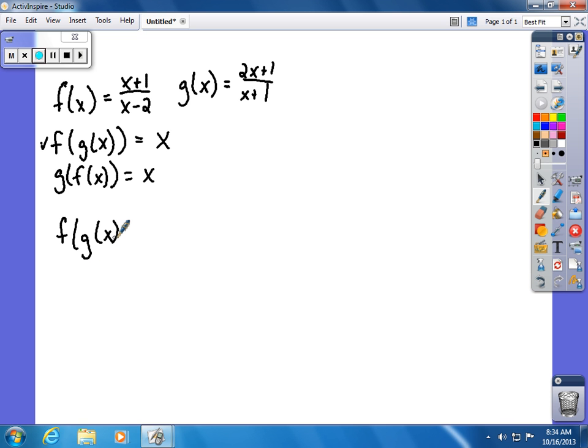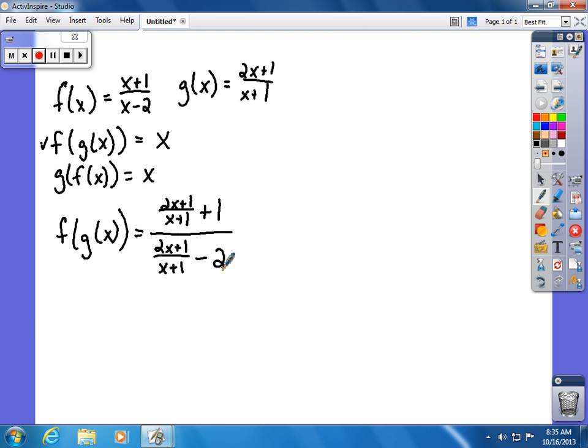And let's see what we got here. So this whole thing is going to go in for this x up here. So I'll have 2x plus 1 over x plus 1, plus 1, all over... and then again, I'm going to take all of this and plug it in for this x. 2x plus 1 over x plus 1, minus 2. Okay, so clearly this is ooky looking.